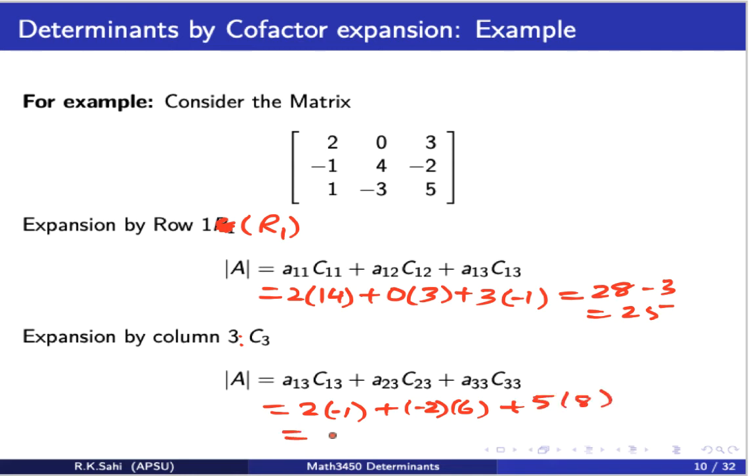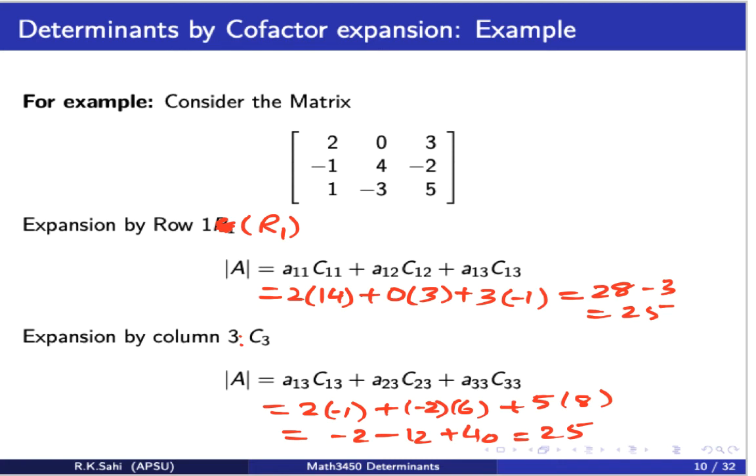So if you do this, what is it? 9 minus 2 minus 12 plus 40. The answer is 25. Notice the beauty of determinants. It does not matter where I'm doing my cofactor expansion. I can do it by any row or any column. My answer will always be the same. Now if I start getting different answers, that means something is wrong. That's one of the biggest clues when we're doing determinants by cofactor expansion.